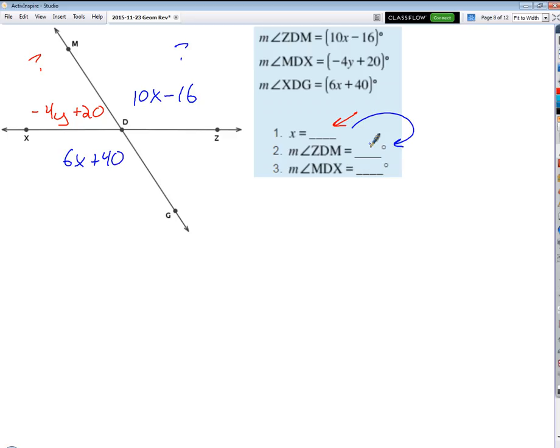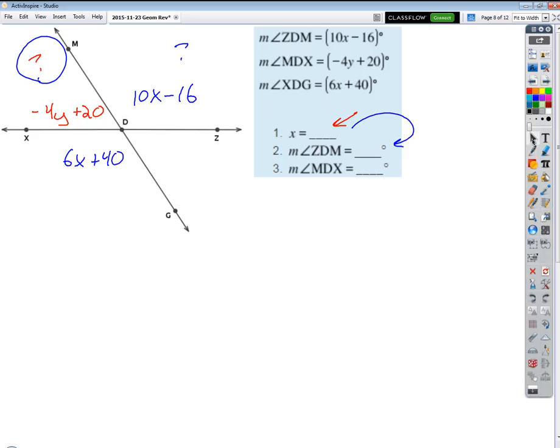Now the third one is asking for that angle. Same as before though, I don't need to solve for y, right? All I need to do is just find out what I get when I subtract that number from 180. And I got it, right? So we can take kind of a tricky little shortcut there.